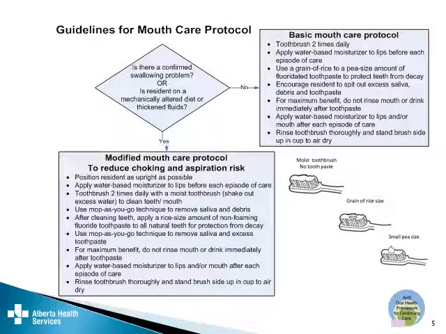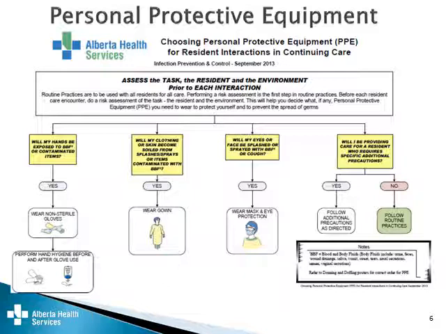Personal protective equipment. IPC best practice protocols for continuing care indicate the following practices should be considered when performing mouth care procedures like brushing of natural teeth and gums, the care of soft tissues, all denture care, and oral assessments. Before each resident care encounter, do a risk assessment of the task, the resident, and the environment. Blood and body fluids for mouth care will include saliva for all residents and may include blood for some residents.